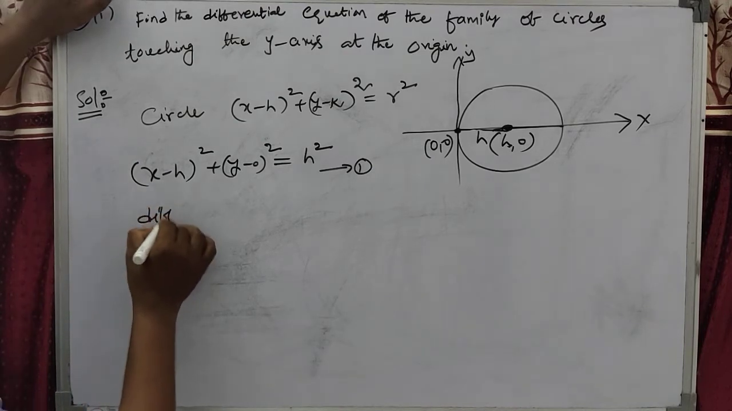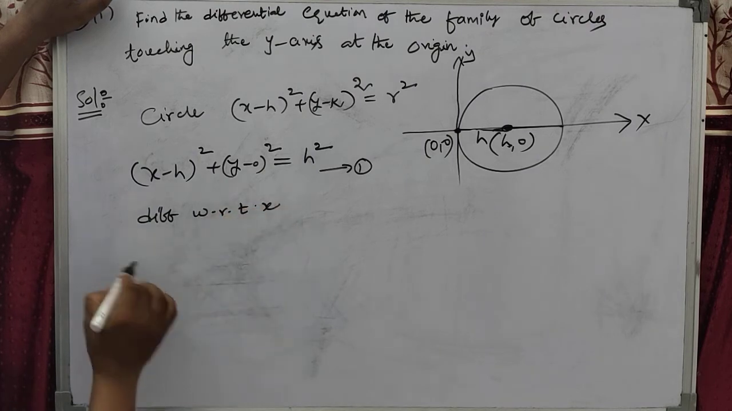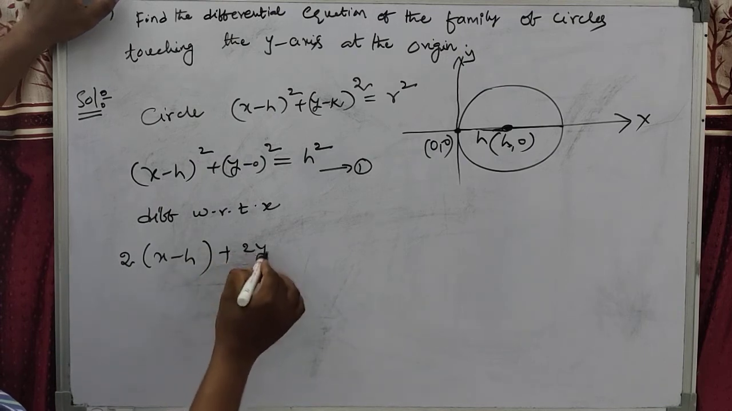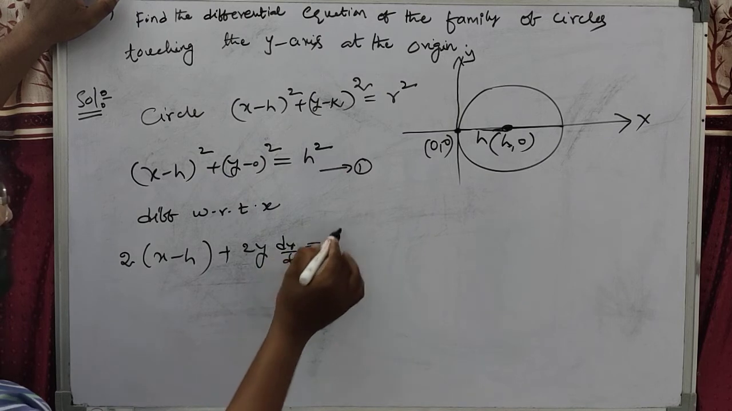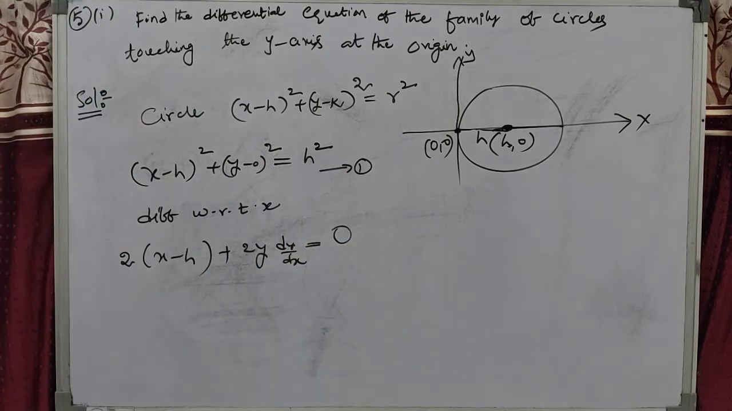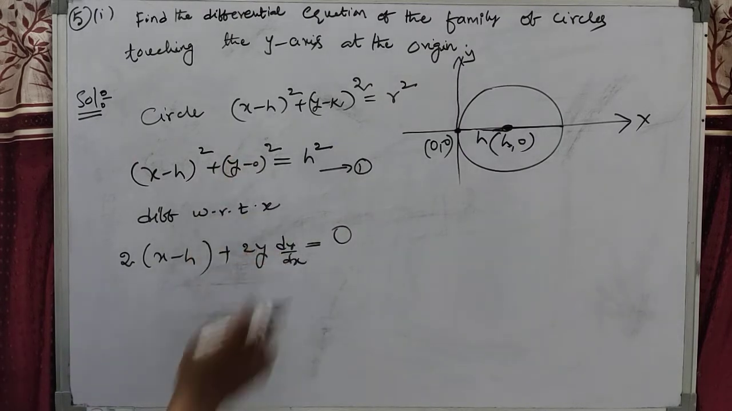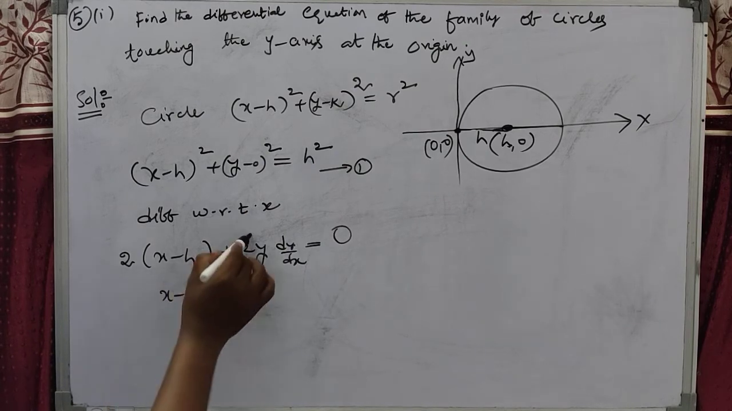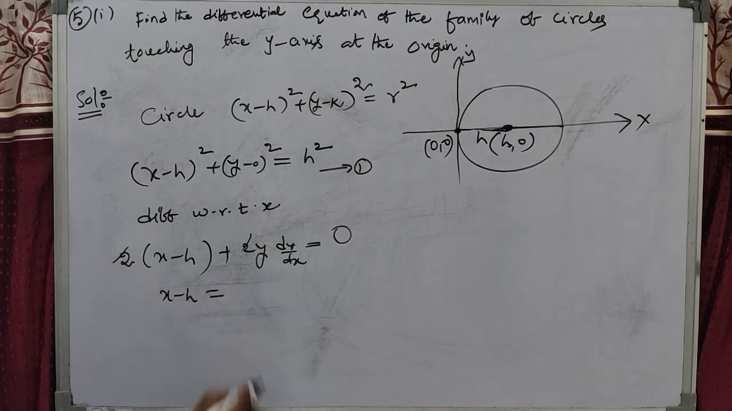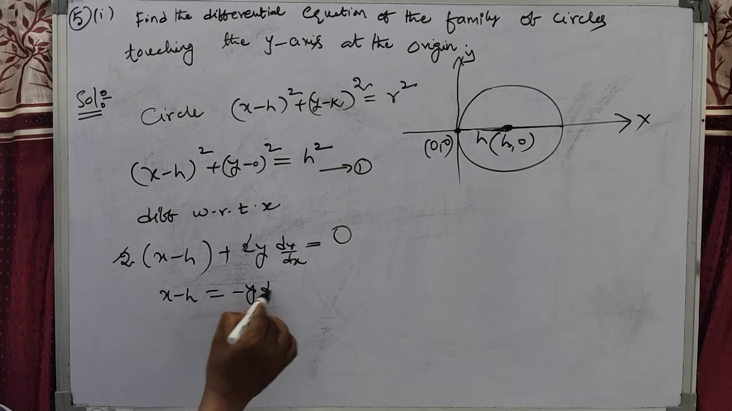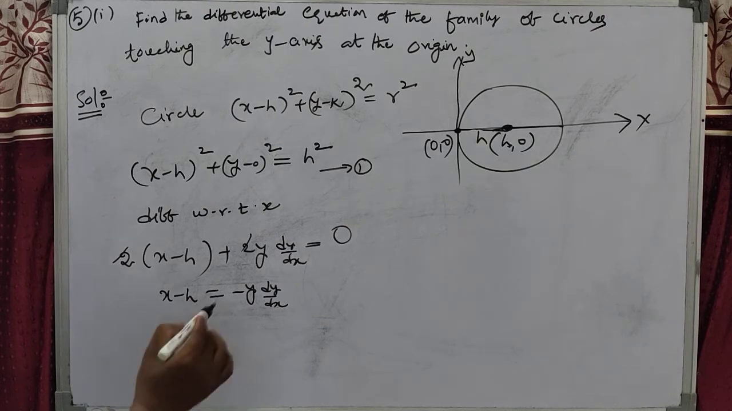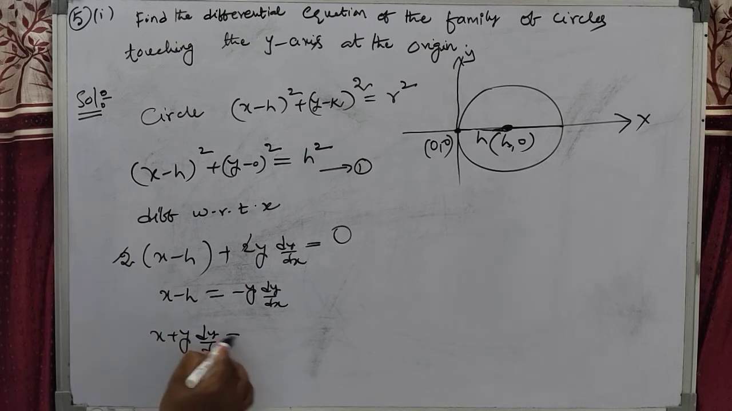Therefore, differentiating with respect to x, we get 2(x − h) + 2y dy/dx = 0. Dividing by 2 on both sides, x − h = −y dy/dx. So the value of h is x + y dy/dx, that equals h.